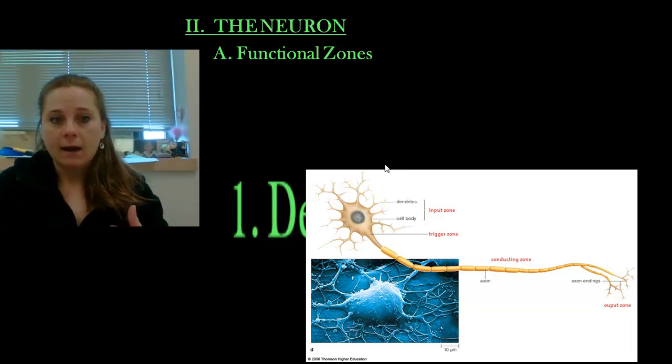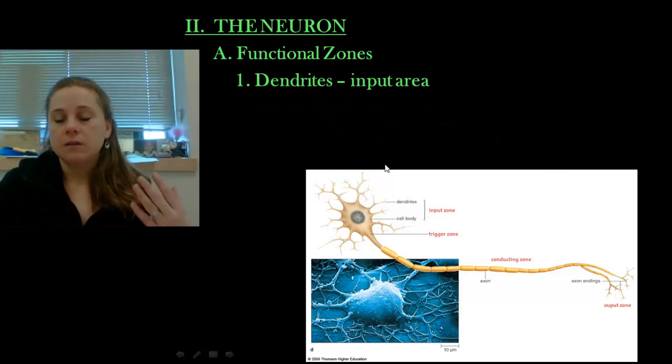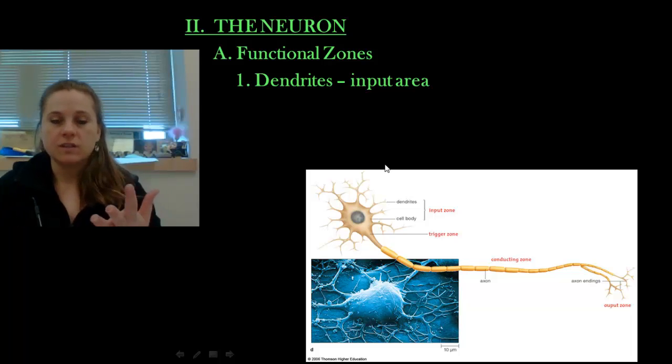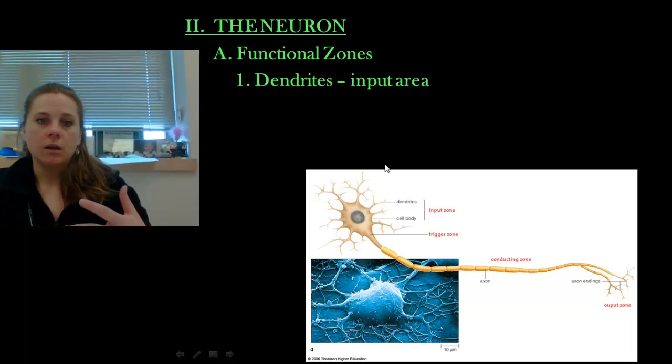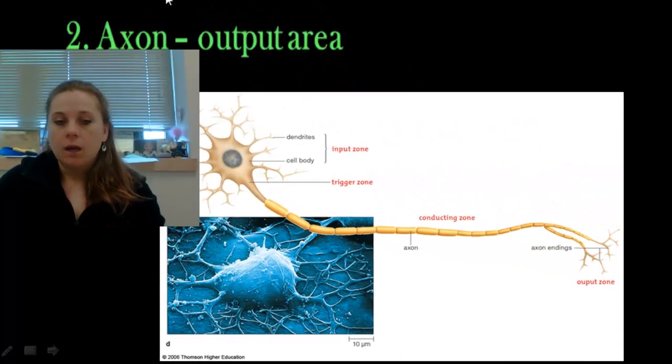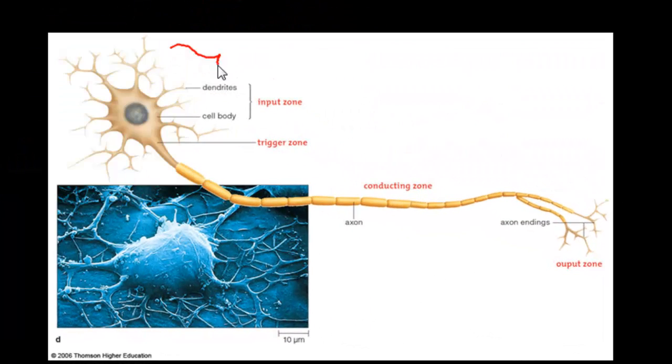We have the dendrites. The dendrites are the receiving end of a signal, whether it's a signal from another neuron. It's what gets the input of the signal, and that's really located here. You can see dendrites are these little branching structures. So this is signal receiving here.